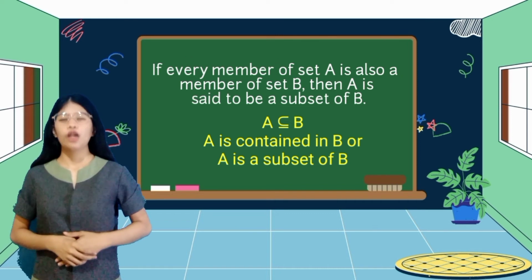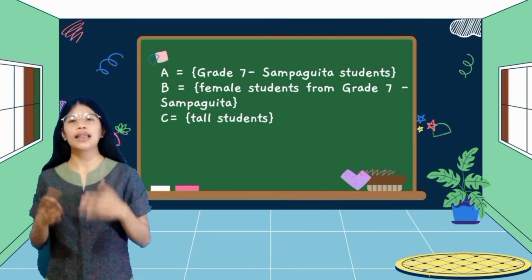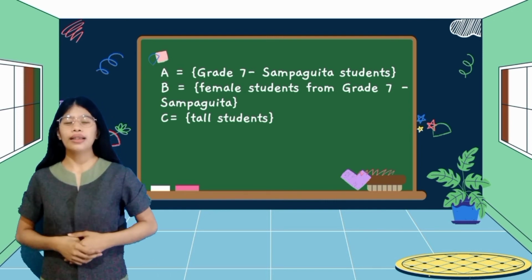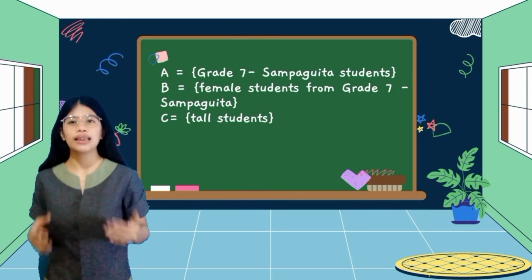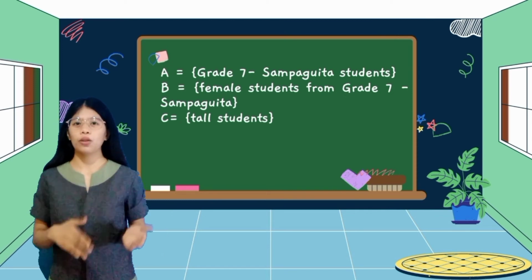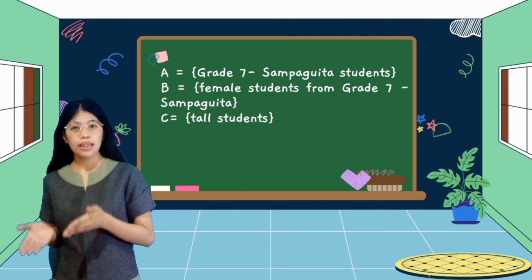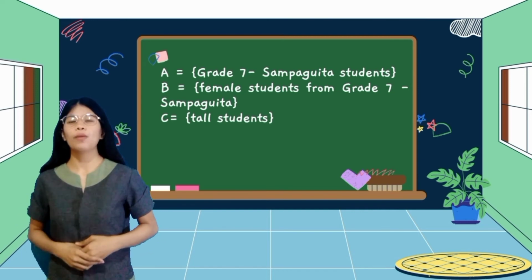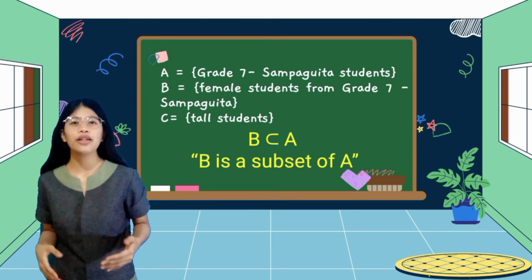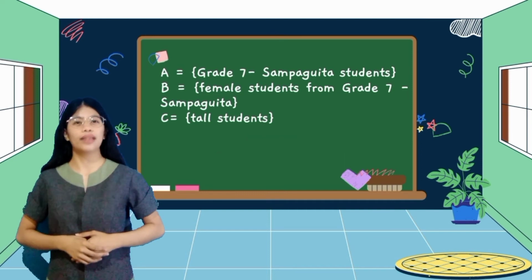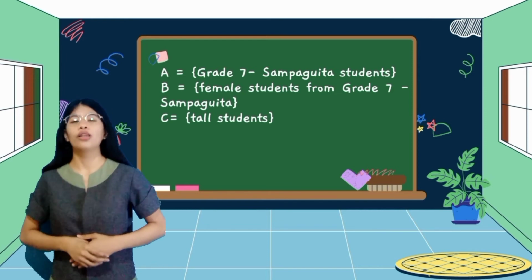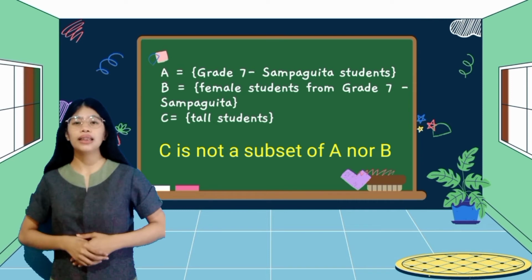So for example, we have here set A, which are grade 7 Sampaguita students, set B, female students from grade 7 Sampaguita, and set C, tall students. In this set, we may conclude that set B is a subset of A since all the elements of set B also belong to set A. In symbol, we have this, which is written as B is a subset of A. On the other hand, set C cannot be considered as a subset of set A nor set B since the set of tall students is not well-defined. Therefore, C is not a subset of A and C is not a subset of B.